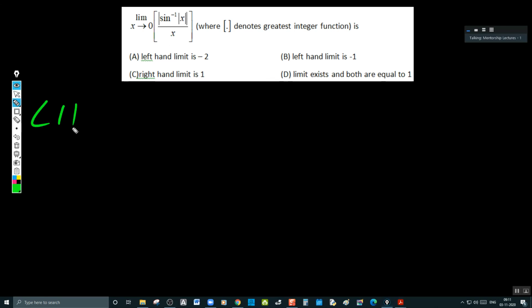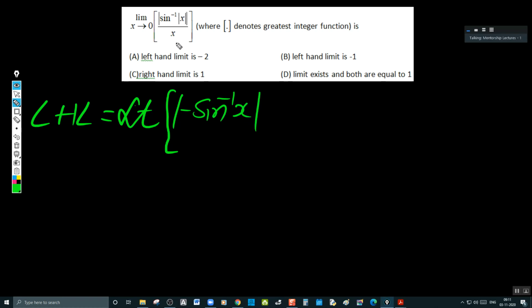Now I am writing LHL here. LHL means x tends to 0 minus. This is the limit of the step function of modulus of sine inverse of mod x, whole divided by x, as x tends to 0 minus. Because it is tending to 0 minus, I made this mod x as minus x and brought this minus out of the inverse: sine inverse of minus x. If you want me to write, I'll write that clearly.